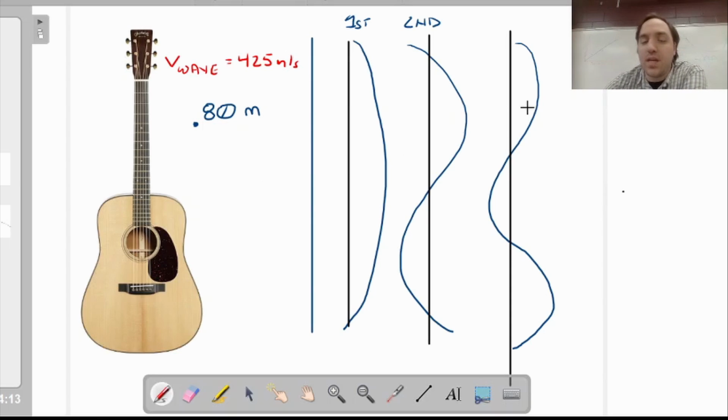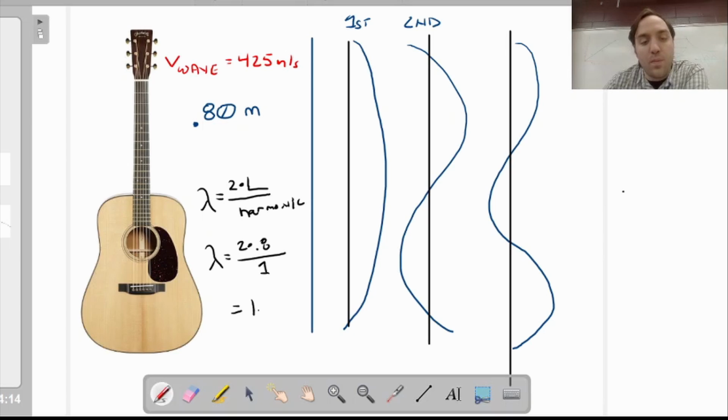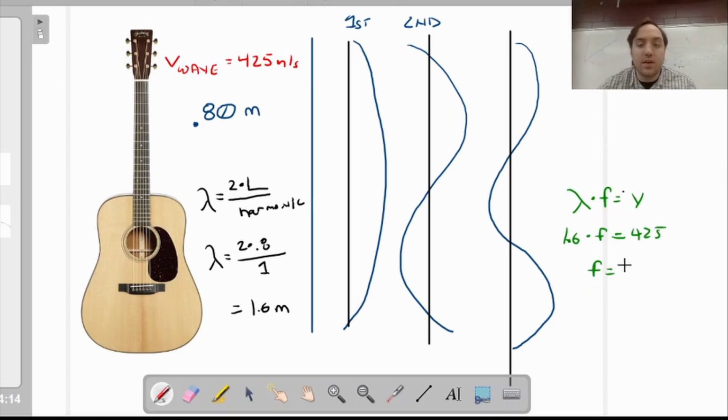The wavelength of a standing wave equals 2 times the length divided by the harmonic. Some of you saw this and figured it out via the lab, but here it is calculation-wise. So the first harmonic would have a wavelength of 2 times 0.8 over 1, or 1.6 meters. If I take this and use it with my wave equation, wavelength times frequency equals v, I can solve for what frequency the string will vibrate at. And I'll get a frequency of 265.625 hertz. Just about middle C.